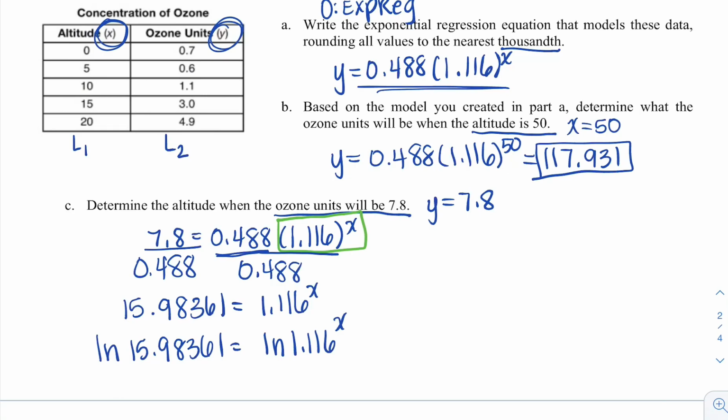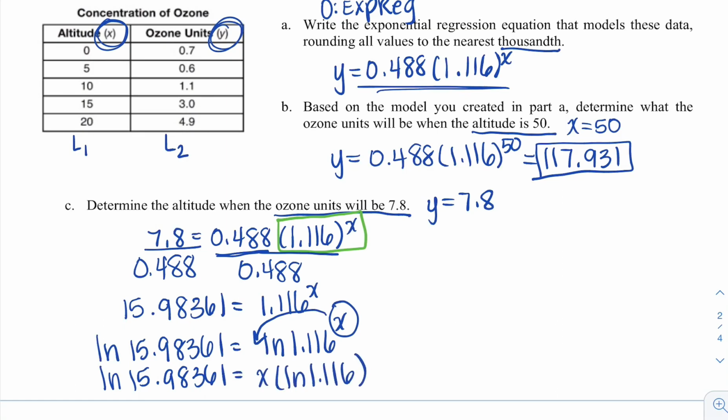This is where our log properties come in to be very helpful. If you have an exponent of something inside your logarithm, you can drop that exponent down in front. So you can now rewrite this as ln of 15.98361 equals x times the ln of 1.116. And now all I have to do is divide by ln of 1.116 to get the x by itself.